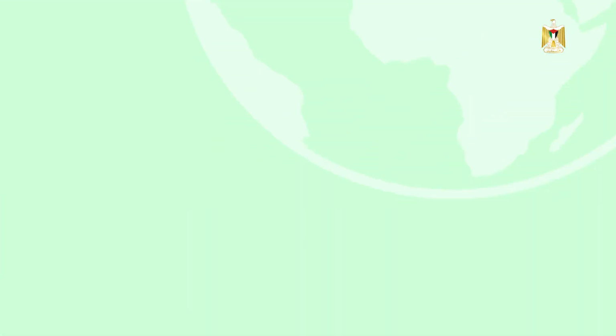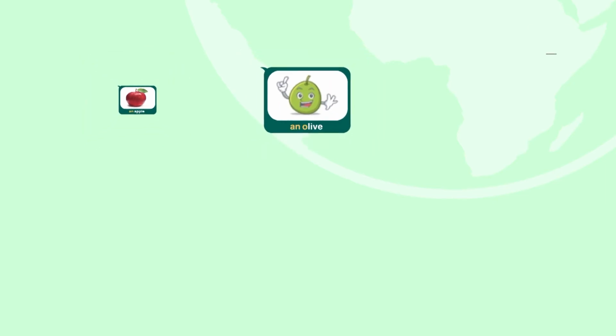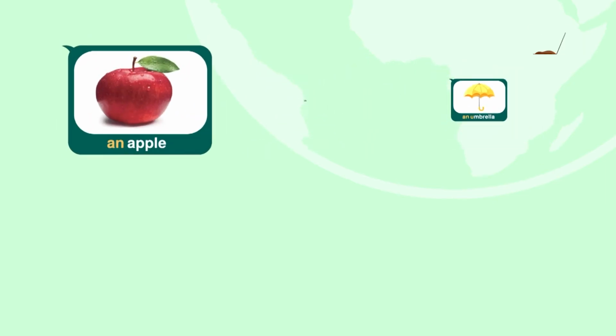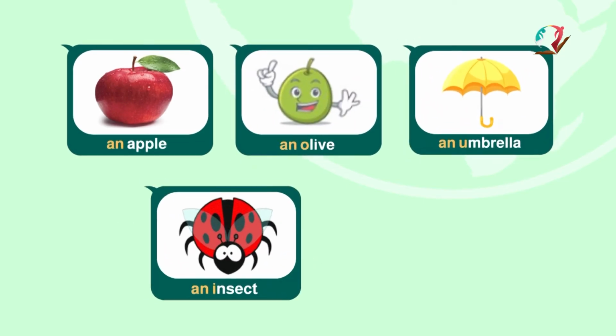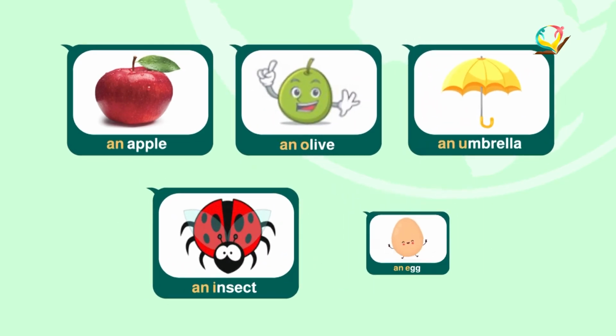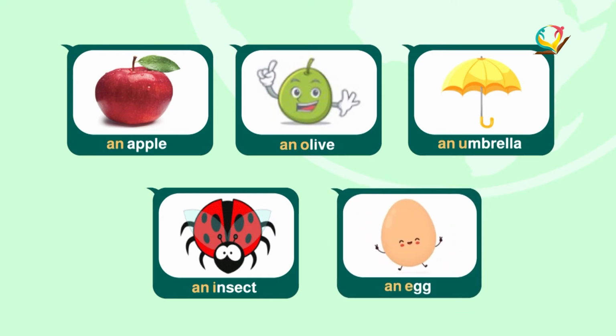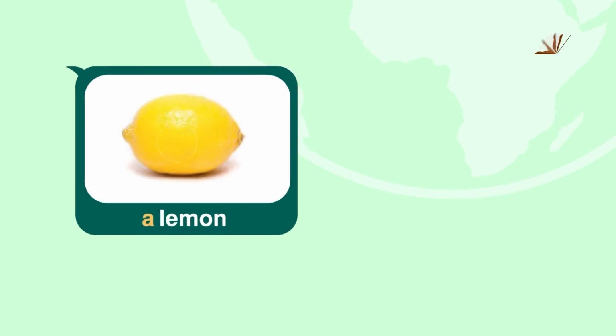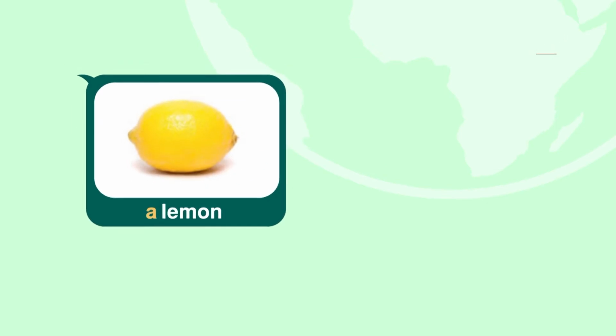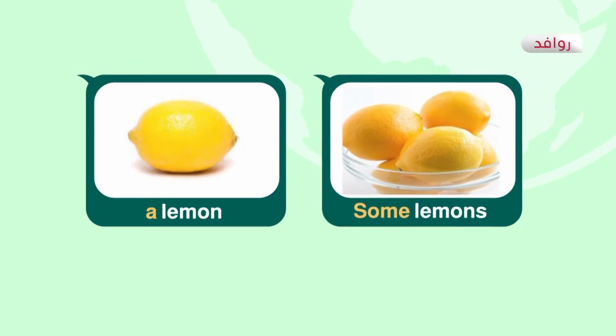We say an apple, an olive, an umbrella, an insect, and an egg. Okay. Now, I say, this is a lemon. These are some lemons.